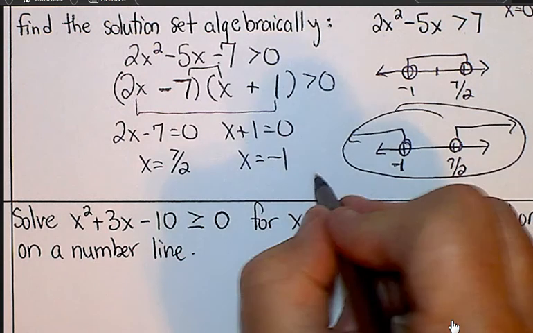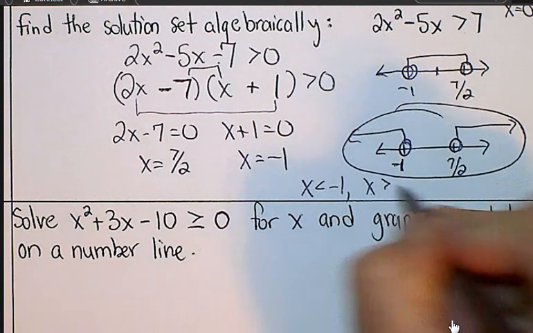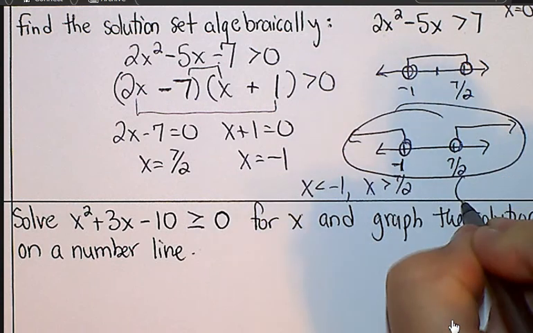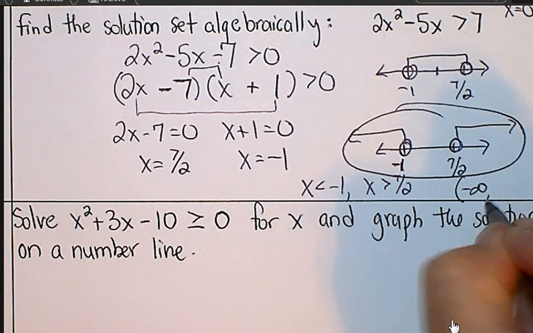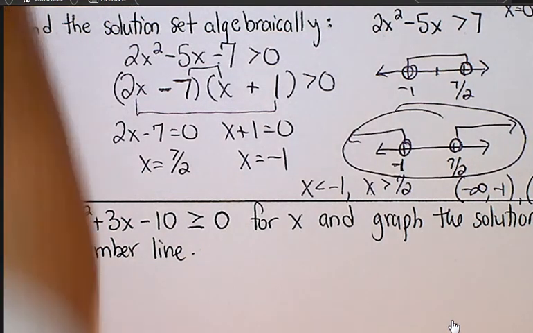So it's going to be x is less than negative 1, and x is greater than 7/2. And in interval notation, that's negative infinity all the way up to negative 1, or 7/2 all the way to infinity. We're going to use parentheses on both. That's solving quadratic inequalities.